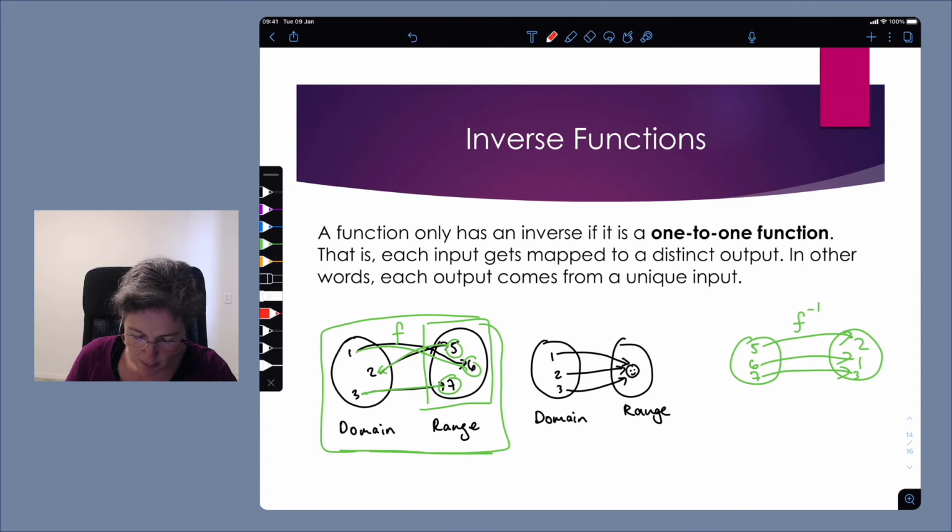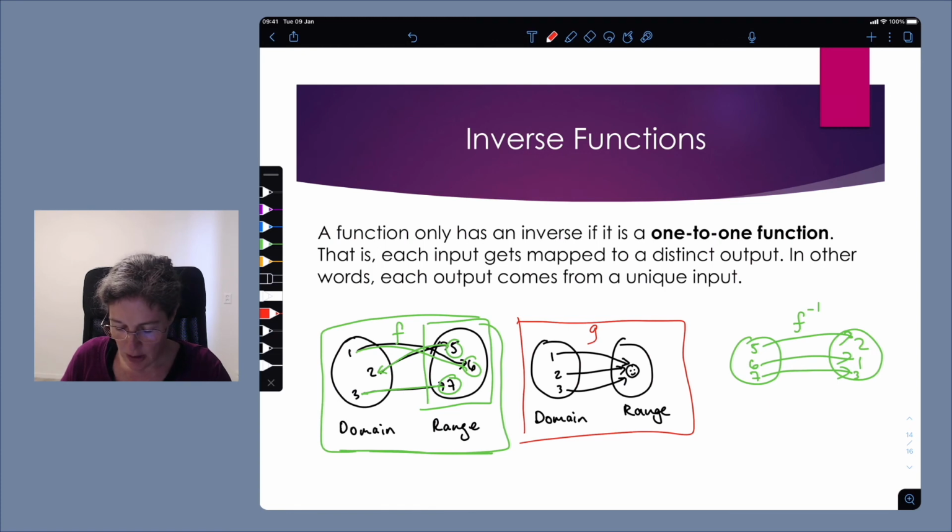But if I try to do the same thing with this function over here, which I'm going to call g, so let's try. So here I would have a smiley face and 1, 2, 3, but I want to create a function, which means my smiley face can only go to one element of 1, 2, 3. But the problem is over here, I don't know which one it should go to, because smiley face came from 1, but it also came from 2, and it also came from 3. So I have no idea how I would create a function. Because remember, a function says smiley face has to go to one and only one of the elements in my output set.